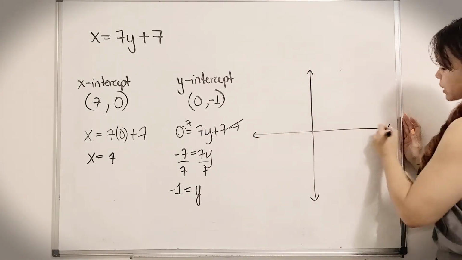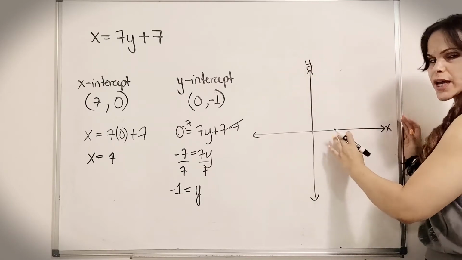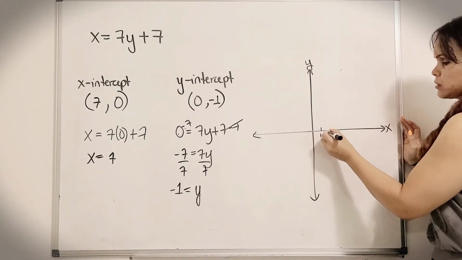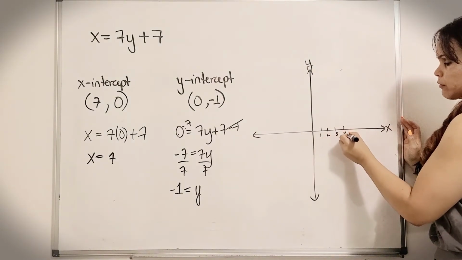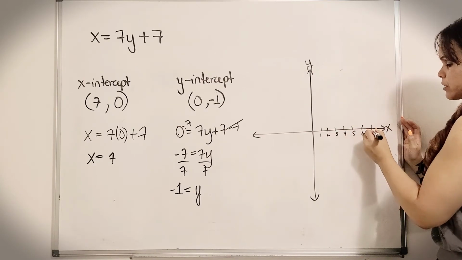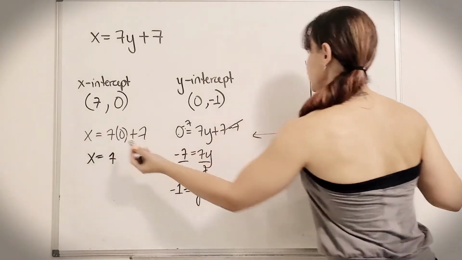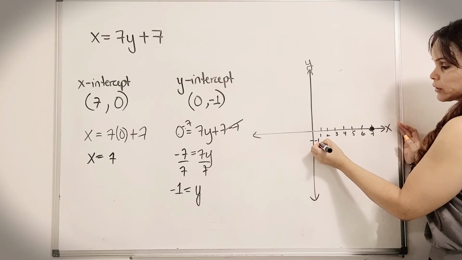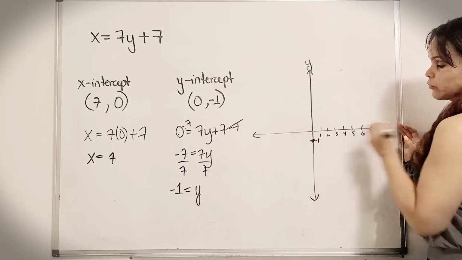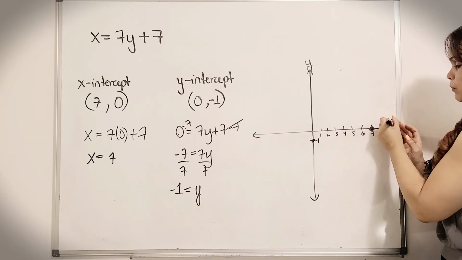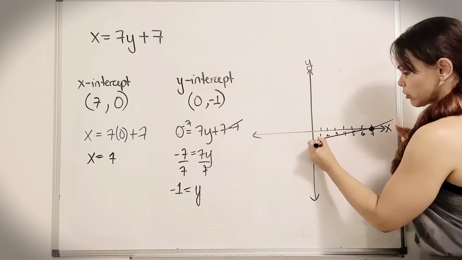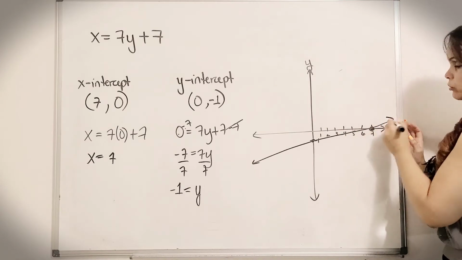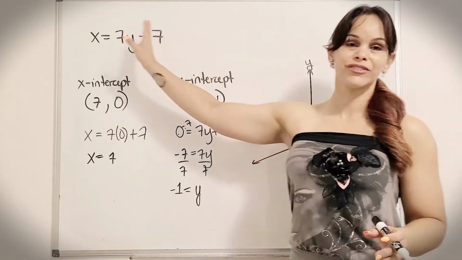we have the x-axis and the y-axis. So I'm going to scale up 1 by 1. So this is 1, 2, 3, 4, 5, 6, 7. So the point (7, 0) is going to be right here. And for the y-coordinate, I begin with negative 1, which is enough. So (0, -1). And what do I do with these 2 points? I'm going to trace a line connecting those 2 points, and it's enough to have the graph of this equation.